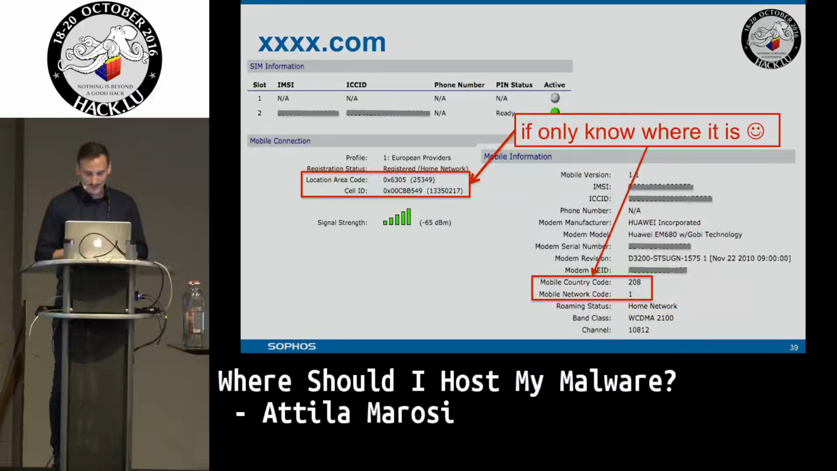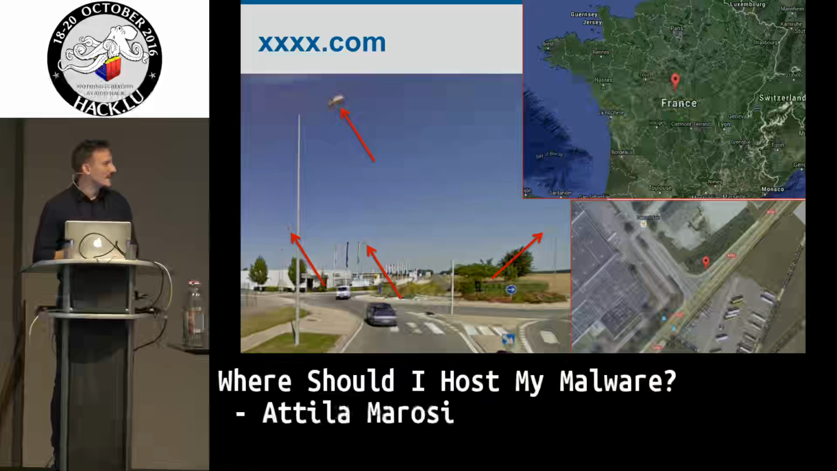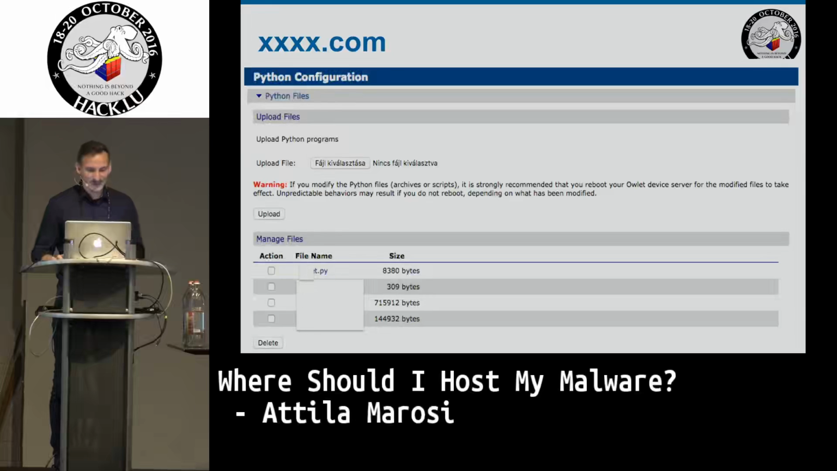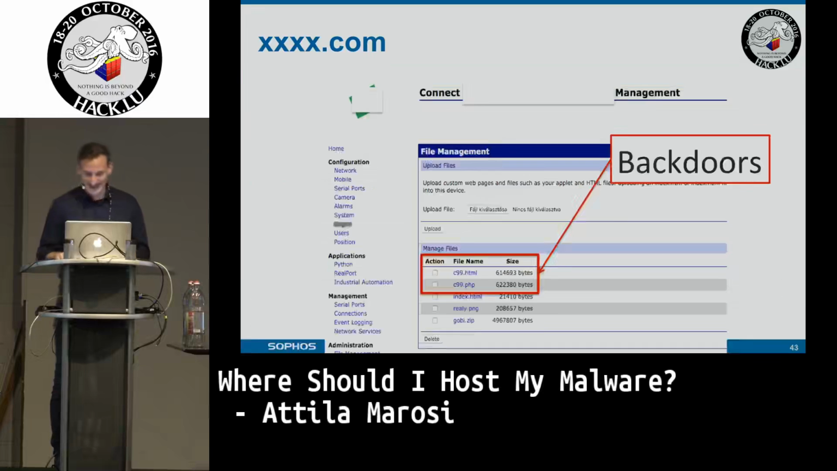So the GSM stuff. If we use the codes, we can easily find the device on a map, which is quite scary. And if you don't like the lighting stuff or something, you can check the Python part, and you can manage the script. So if you have a better one, you may upload it, and you can put some additional features into the device to control it. As you can see, others have already done it and are trying.